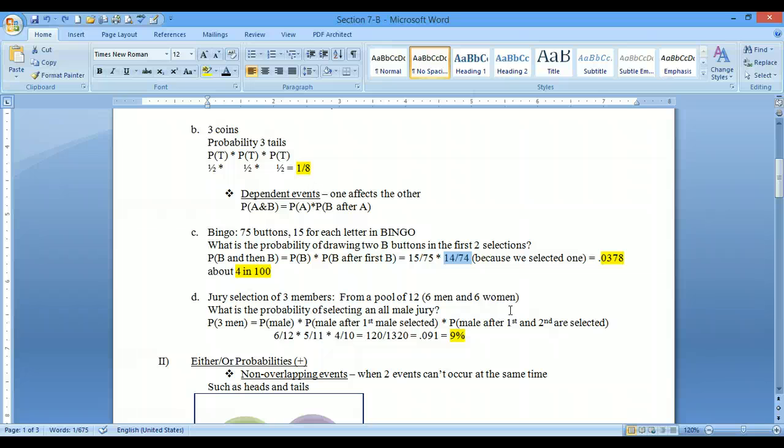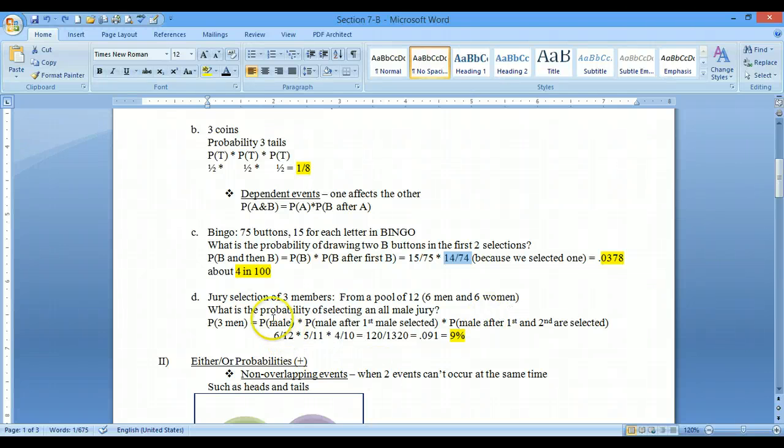Now remember, that's for a dependent event, where one event is affecting the second. Let's go to jury selection. A jury of 3 members from a pool of 12, 6 men and 6 women. What is the probability of selecting an all-male jury? The probability of 3 men.